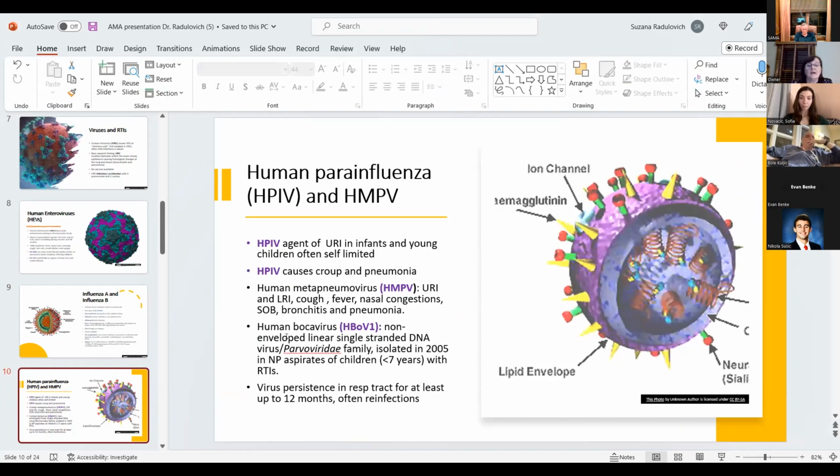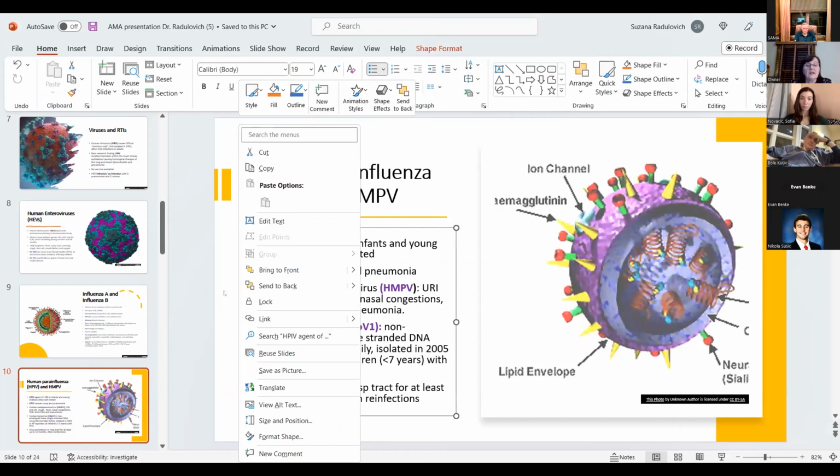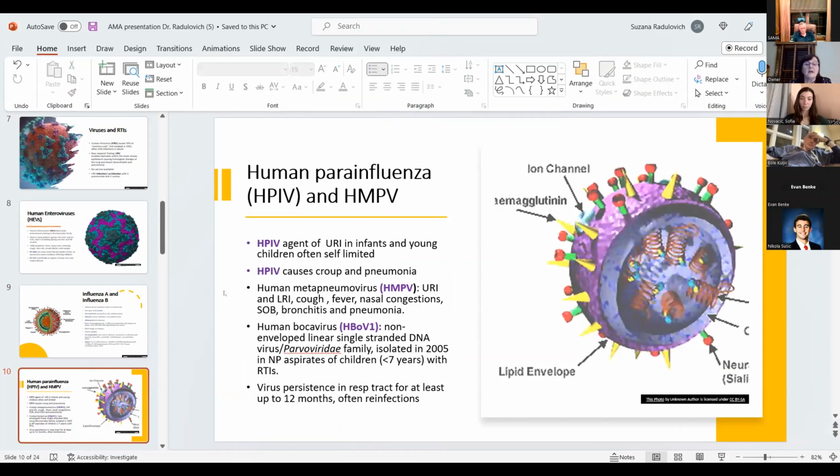HPIV is an agent of upper respiratory infection, often in kids. Human metapneumovirus causes shortness of breath, bronchitis, pneumonia. Interestingly, human Bocavirus, I'm not sure if you know where the name comes from, but Boca stands for bovine and canine, and the name came from there, Bocavirus. It's single-stranded DNA, and it was first isolated in 2005 from nasopharyngeal aspirate of children.